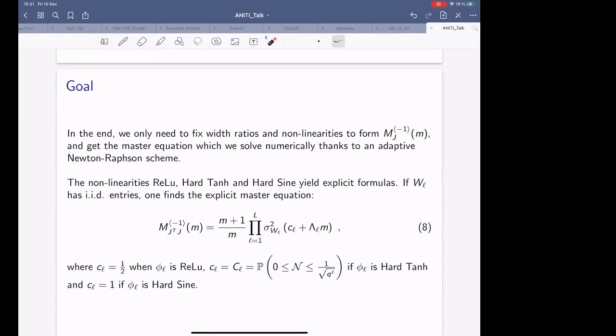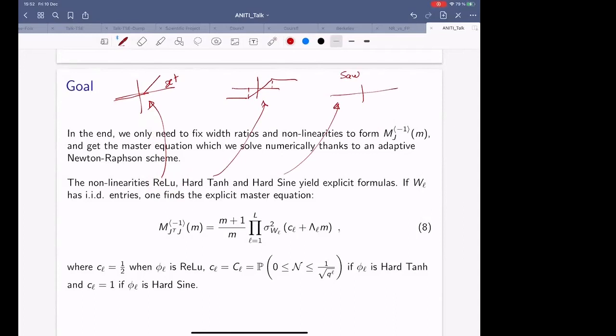Here I'll specialize to ReLU non-linearities. You guys know, I guess this is more for the mathematicians. ReLU is the function x plus. Hard hyperbolic tangent is this thing. And hard sine is the saw function, which is the fair function of signal processing people. So here's a formula. If you pick these non-linearities, I can give you a very closed form formula. The measure is entirely specified by this function, which is 1 over m times a polynomial that contains all the hyperparameters. This is a simplification, but as you see, this is explicit.